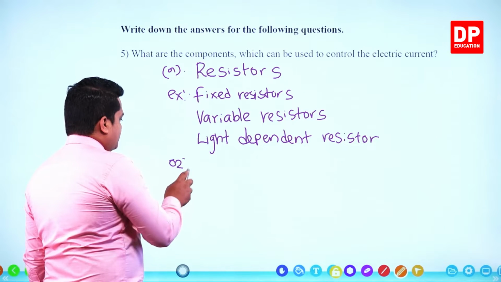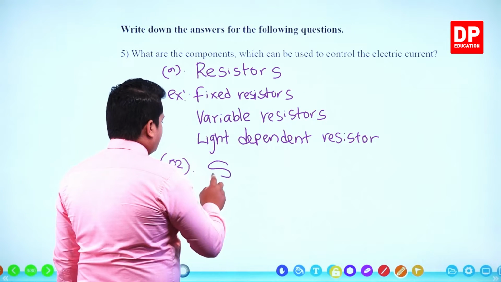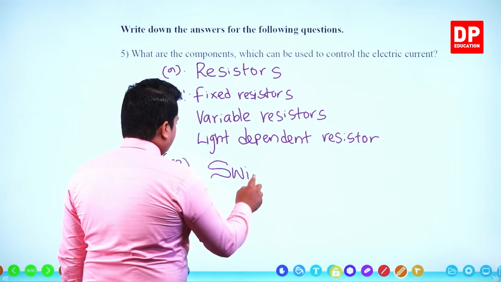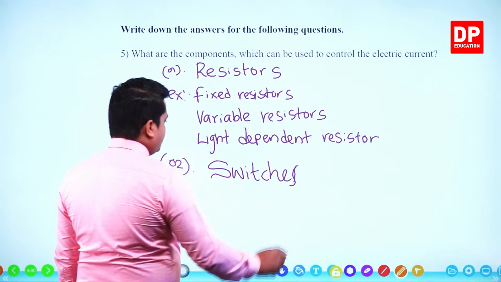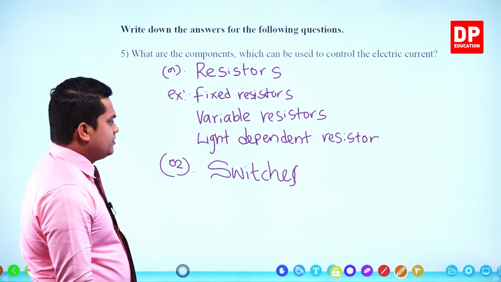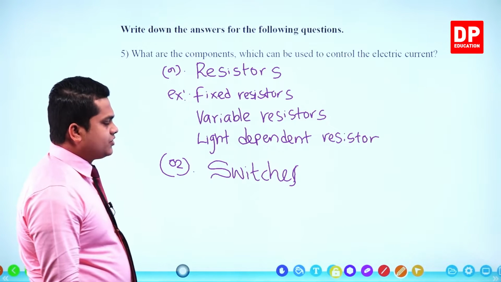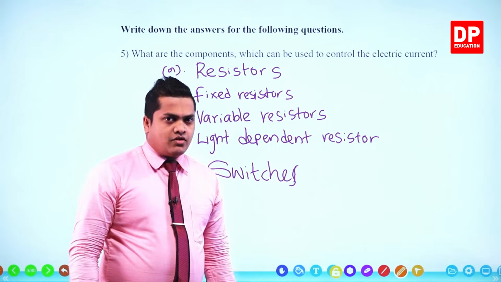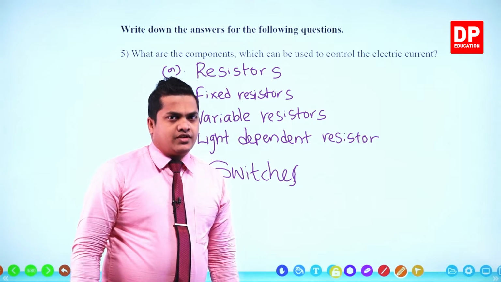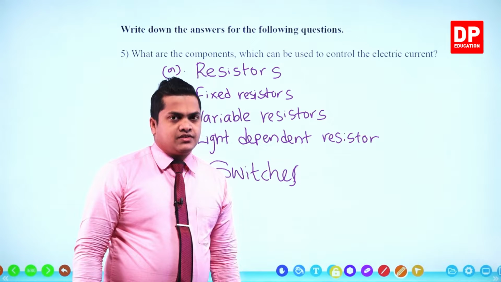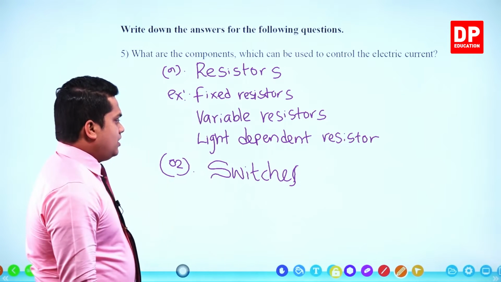Number 2, switches. Switches can also be used to control the current. Control means actually turning on and off the current flow. Switches can also be used, right? Current controlling devices.